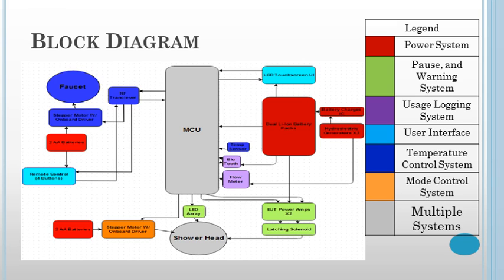Here's a block diagram for our system. As you can see, I color-coded it to highlight each component to tell which system it's being used for. So I can start with the power system.